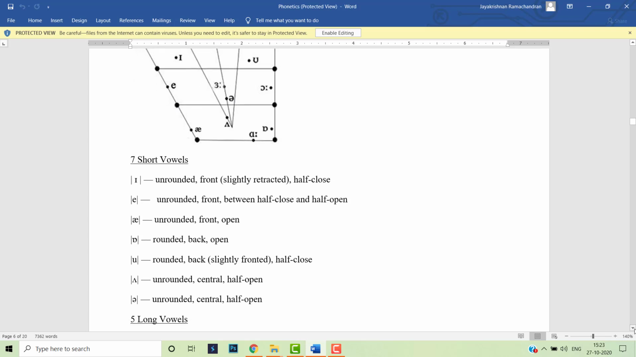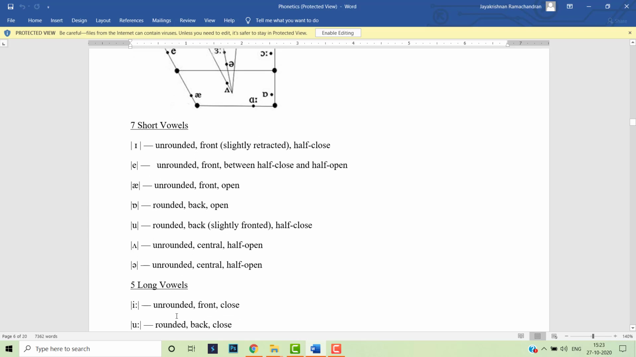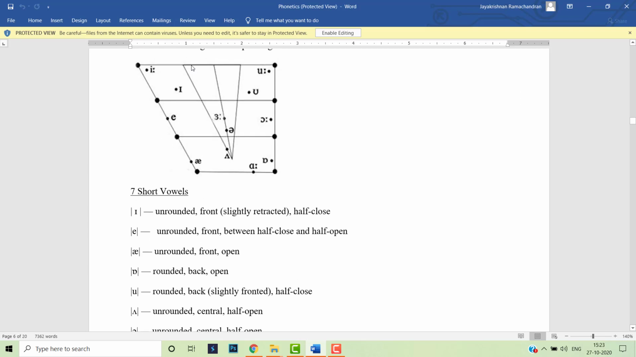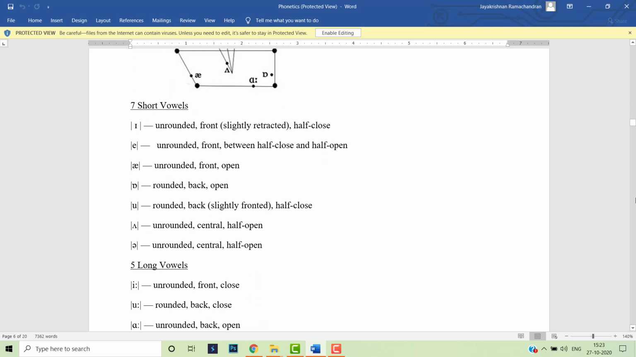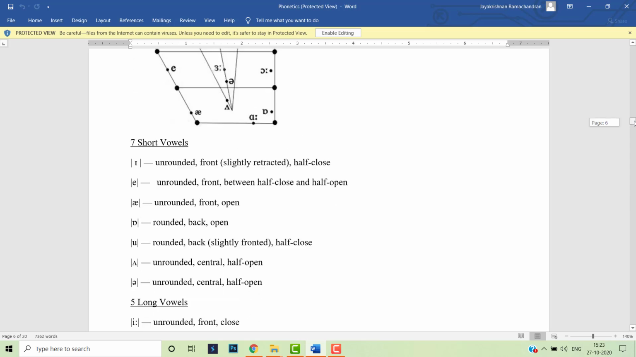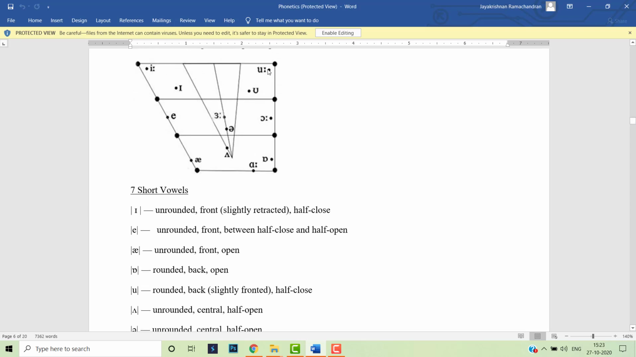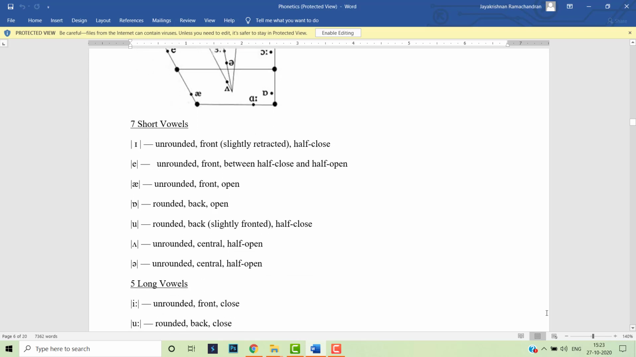ഇനി ഇതുപോലെ നമുക്ക് 5 long vowels ഉണ്ട്. E unrounded ആണ്. നമ്മൾ E ഏതാ ഇവിടെയാണ് കണ്ടത്. So it is a front vowel as well as it is a close vowel. Then next comes U. U നോക്കേ, it is a back vowel, it is a close vowel, it is a rounded vowel. Okay, so difference മനസ്സിലായോ? Whereas E is unrounded, front and close, U is rounded, back and close.